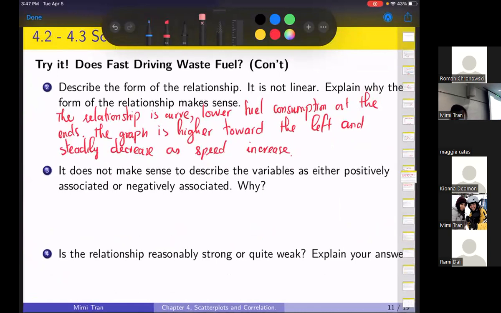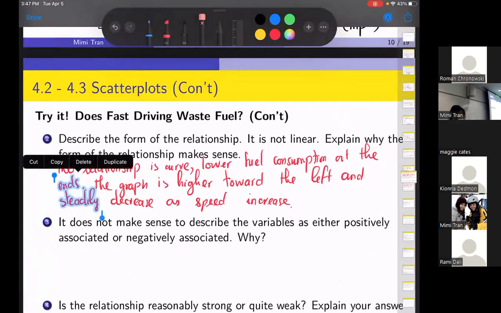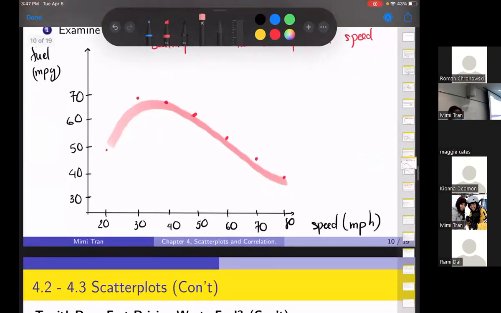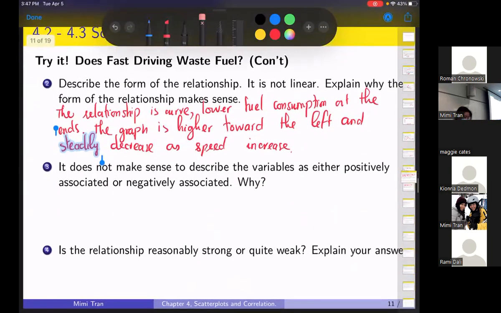It does not make sense to describe the variables as either positively associated or negatively associated. Why? Is it because there's no consistent trend? I see a trend, but what kind of trend is it? We only talk about positive or negative if your form is what? Linear. Yeah, if it's linear, then you have a low end and a high end. Here you don't have a low end, right? Both ends are low. So yeah, because it's not linear.